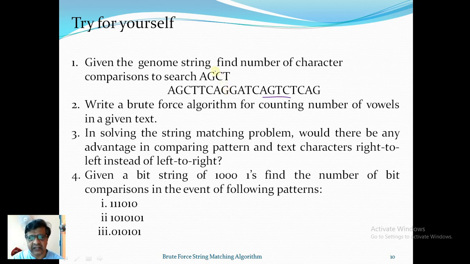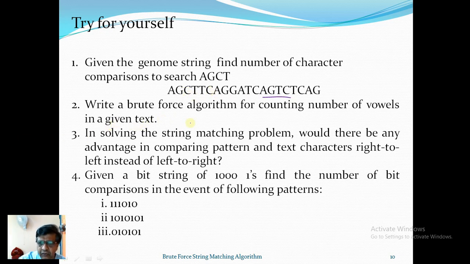Okay, anyway, for this problem you have to find the number of comparisons when the AGCT is found over here, and the number of comparisons that would take place when the AGCTTC is found over here. Oh no, AGCT, no, it's not at all available. It's available right in the first place.